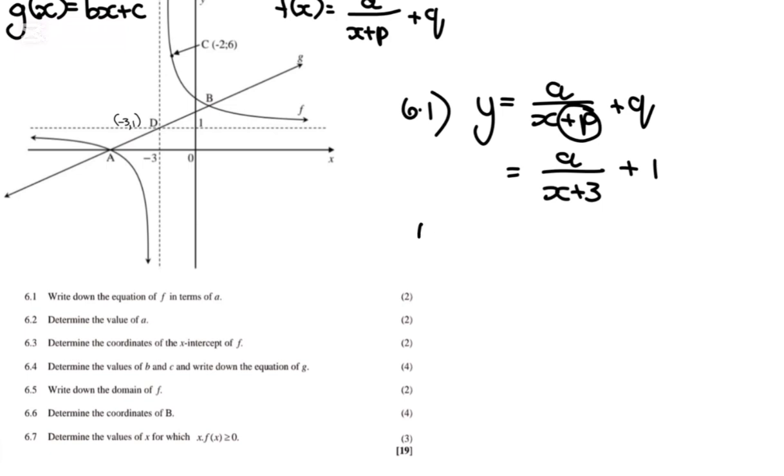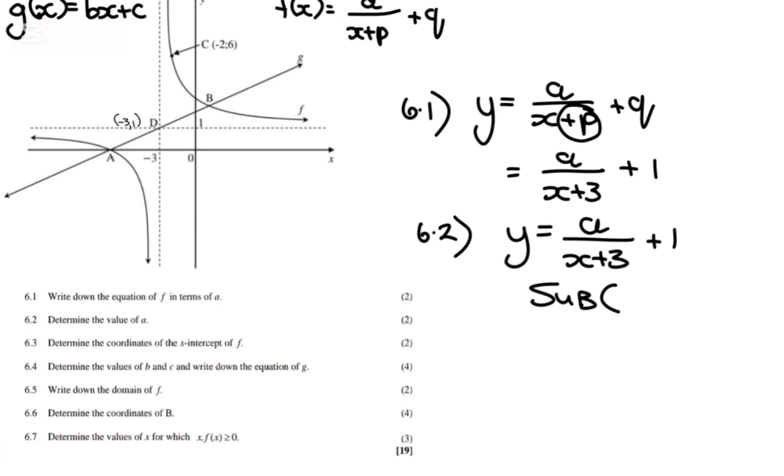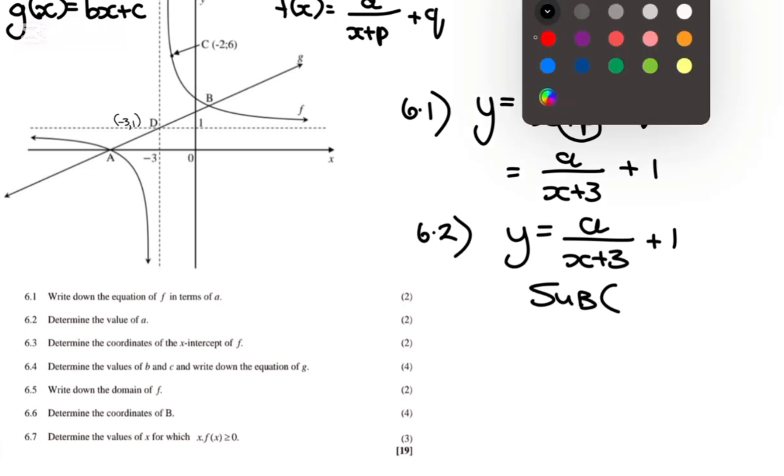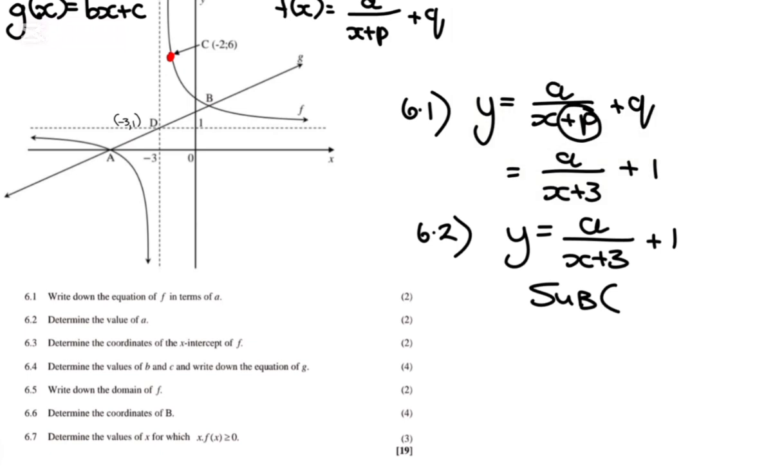Okay, and they do go further in 6.2, and they ask us to find the value of a. Now, to find the value of a, remember this: always when you need to find the value of an unknown, just sub a point into the equation. And do I have a point? Remember that they've given me this coordinate over here. C is a point on the hyperbola, so I can actually sub that point in. So I'm just going to start off by subbing that -2 and 6 into my equation. So where every x is, there's a -2, and where every y is, a 6. So 6 equals a over -2 plus 3 plus 1.